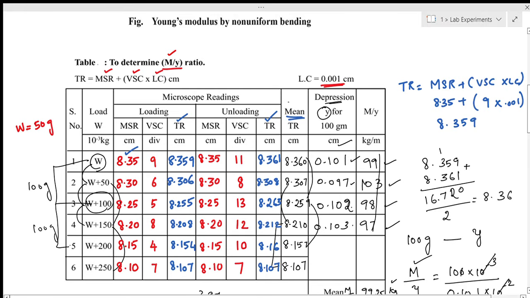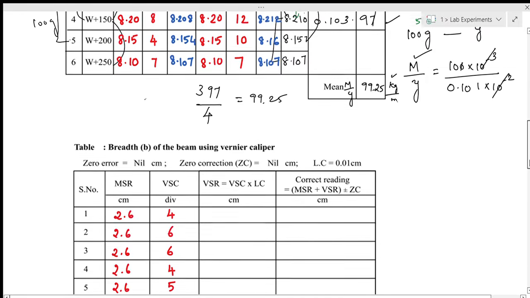Here in the mean value, we can find the difference of this. The difference between this and this will give you the depression made for 50 grams, and then this minus this will give you the depression made for 50 grams. If it is done, then it can be taken as the depression made for 50 grams. You will get a value like 0.050. In that way you will be getting the value. I have done it for 100 grams.